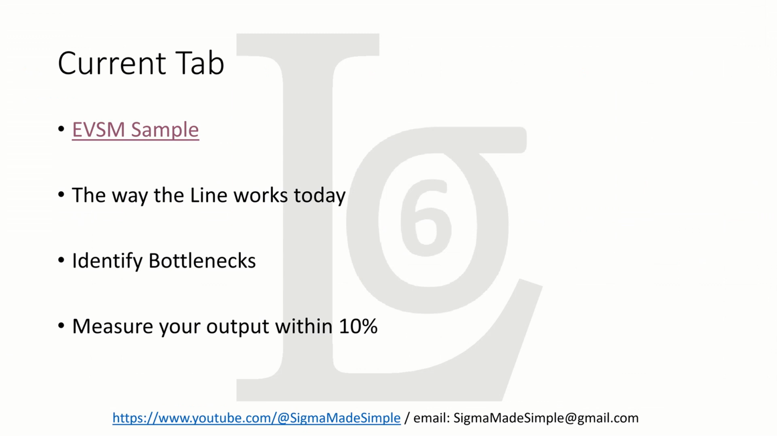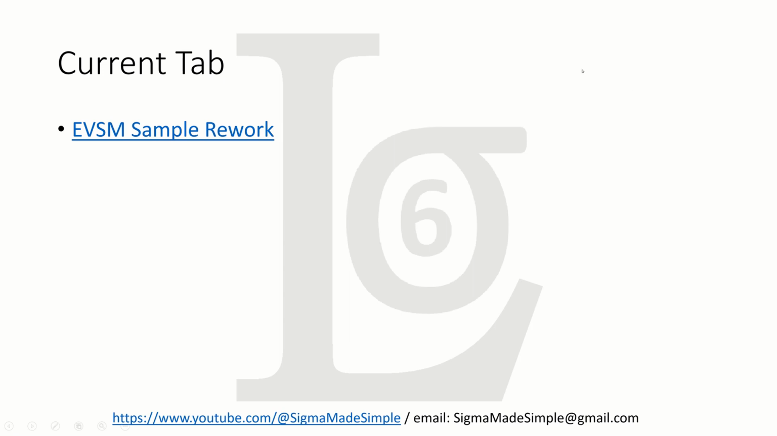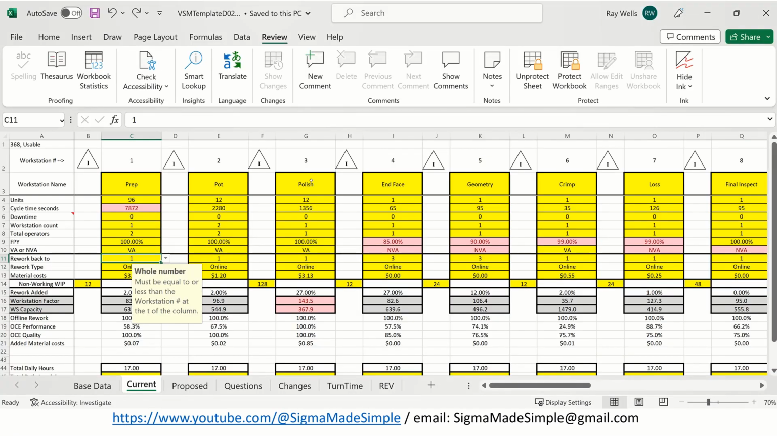So we're going to go to the next tab, but remember that the current tab is the way that the line works today. It identifies bottlenecks, and then you should be able to measure your output within 10%. I'm going to go to the rework sample. Now I've put some numbers in here already. I've filled in this rework data so you can see the impact.